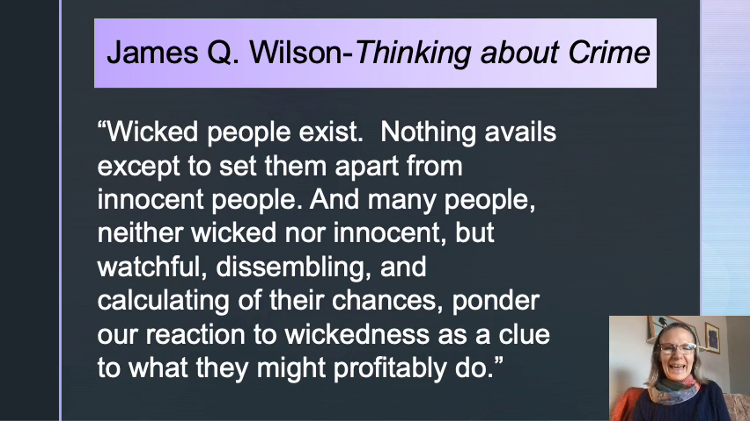Hey, welcome back. Okay, so let's talk about what this means and how you might have translated it into your notes. What James Q. Wilson is saying is that there are different categories of people, sort of like 3 groups of people. He says that wicked people exist and nothing avails except to set them apart from innocent people. Basically, that's one of the assumptions he makes. One of the assumptions is that there are some people that are just born wicked, born evil, right? They're bad actors.